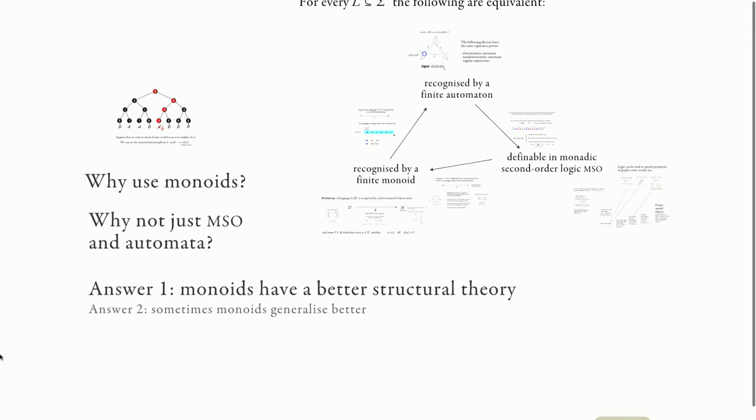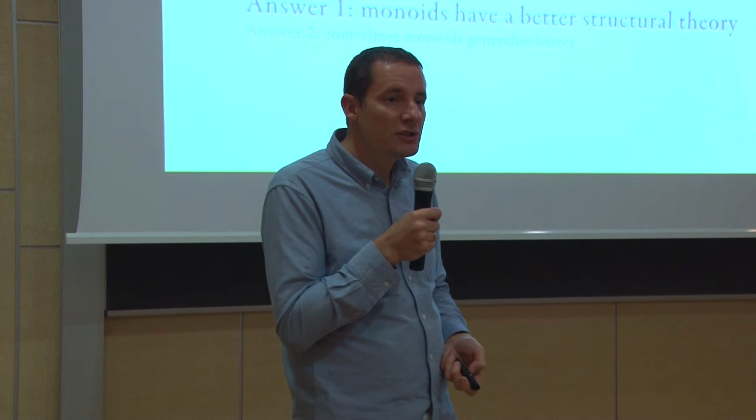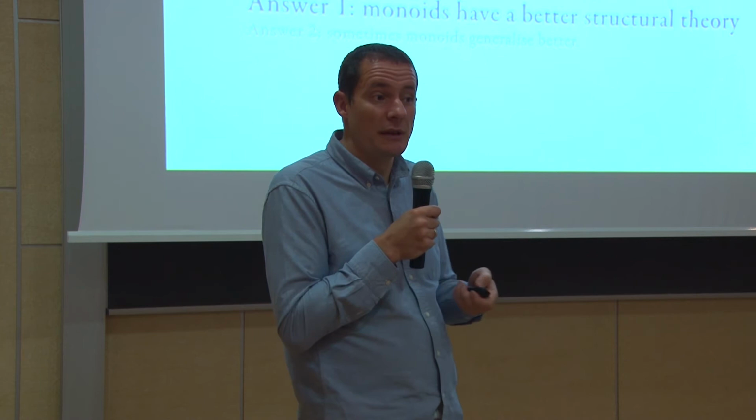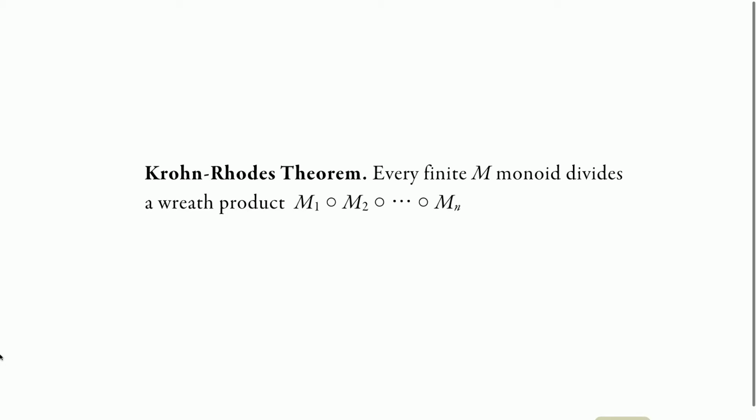And the second reason, which I will try to illustrate later in this talk, is that monoids generalize better. I will explain this. So it will be very straightforward to see what the monoid for infinite words is going to be. Okay? And for automata, each time you need to have a good idea. For monoids, less so. At least to generalize the definition, I mean, not to prove the theorem, that's a different story.